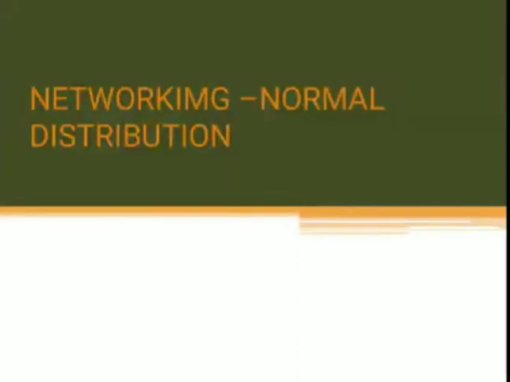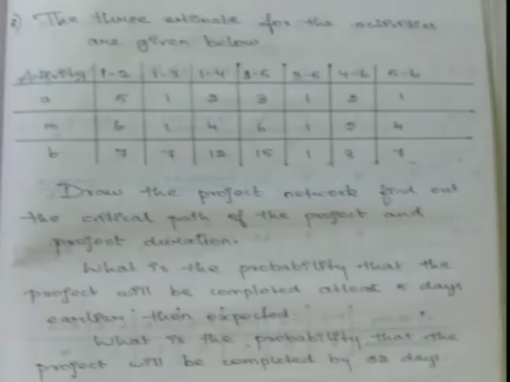Hi everyone. In this class we are going to see networking, the same topic, but the new section is probability. Here we are going to use the probability section. In this we have to use the normal distribution formula. So the question is, the three estimates for the activities are given below. So A value, M value and B values are given.